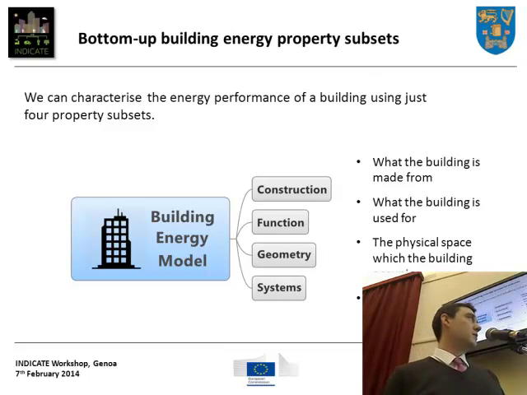So this is a little bit of the building characterization we're doing. We believe we can define the energy performance of the building with just 4 categories, or 4 property subsets, such as construction, function, geometry, and systems. So construction refers to what the building is made from. Function is what the building is used for. The geometry is the physical space which the building occupies, and systems are the systems or services within the building, such as heating, ventilation, cooling.